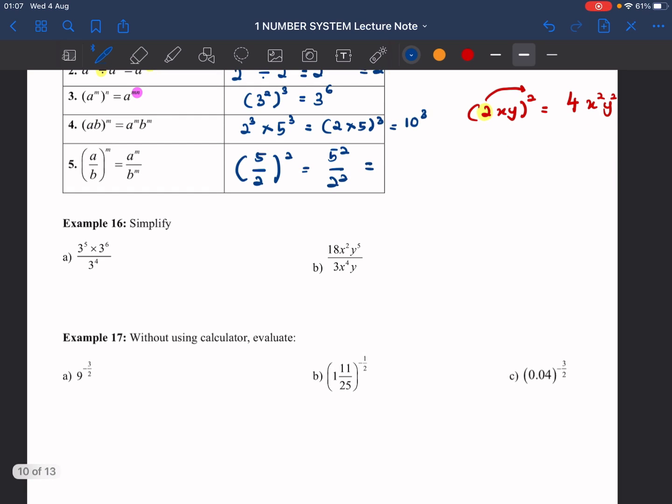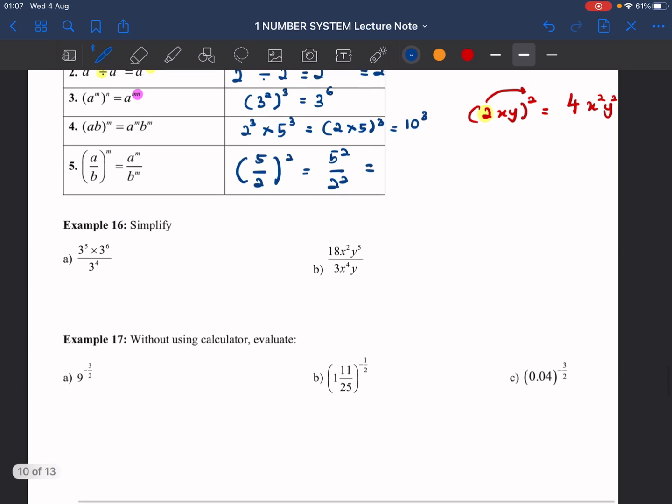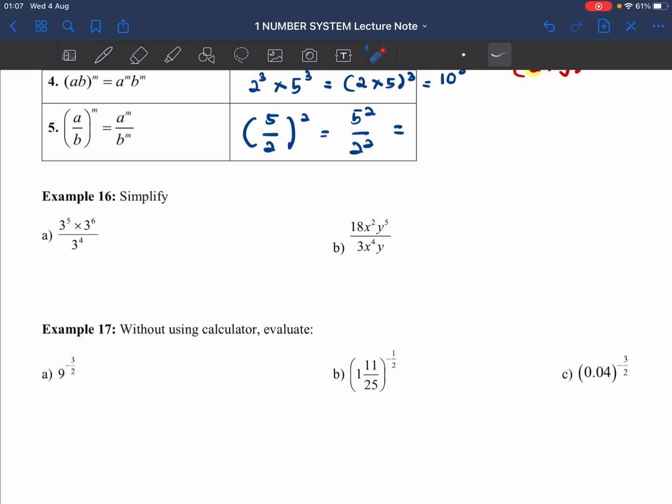Alright, okay, now we gonna see example 16. Let's see. Question A, 3 to the power of 5 times 3 to the power of 6 over 3 to the power of 4. So 3 darab di sini. So darab, apa yang kita buat, kita tambah. So we have 5 plus 6. And this one divide. So divide by 3, apa yang kita buat, kita tolak 4, is equals to 5 plus 6 minus 4, we have 7. Okay, tapi ingat, make sure ingat base dia mesti kena sama, 3, 3, 3.